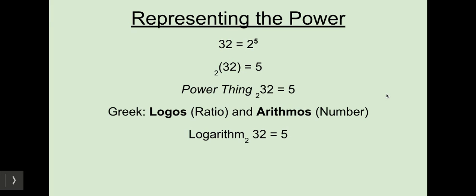Now, for one thing, we don't write logarithm. That's way too long, so we shorten it to just log. So if you see log base 2 of 32 equals 5, keep in mind that the value of this logarithmic function, this log function, is an exponent. That's the whole point of this. All right, so having said that, let's take some notes.